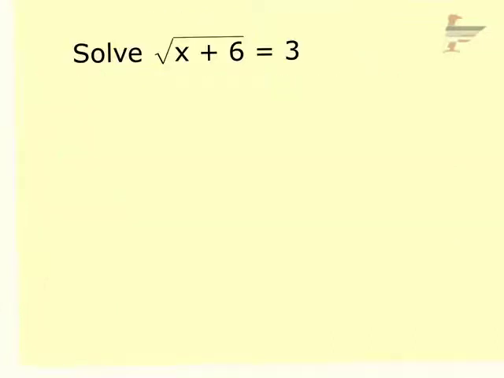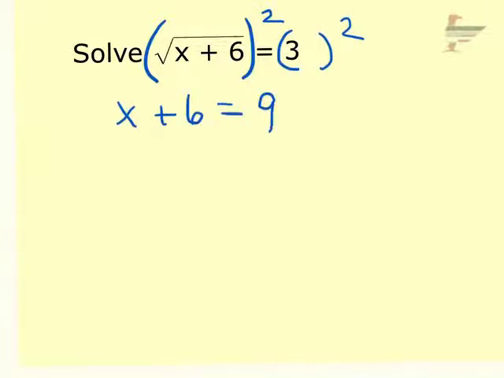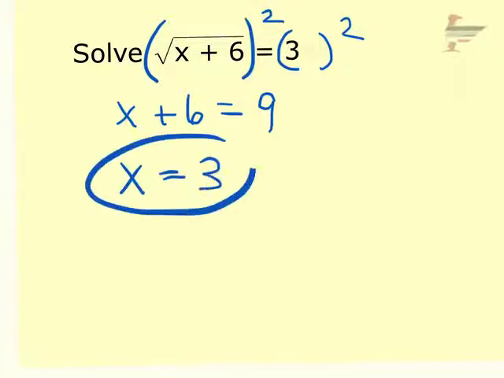So on this one, my radical is isolated, and it's a square root, so I'm going to square both sides to get rid of it. So I get x plus 6 equals 9, and then you subtract 6 and you get 3. And then check for extraneous solutions, so 3 plus 6 is 9, and the square root of 9 is 3. So it works.